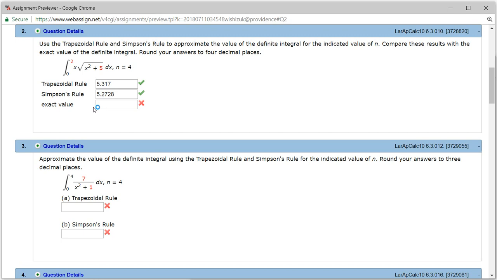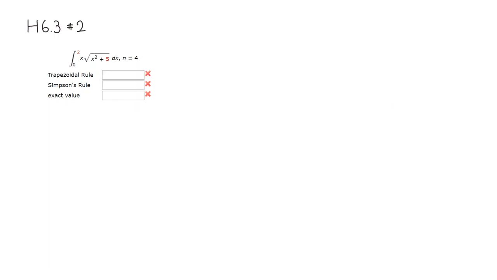Now we want to find the exact value. Round your answers to 4 decimal places. I'm going to cheat a little bit here. Actually, let's do it by hand. Let's not cheat. In order to evaluate this, I'm going to use a substitution. I'm going to let u be x squared plus 5.